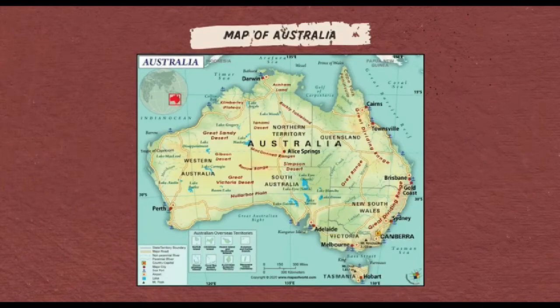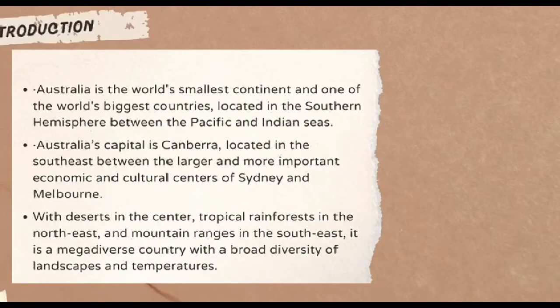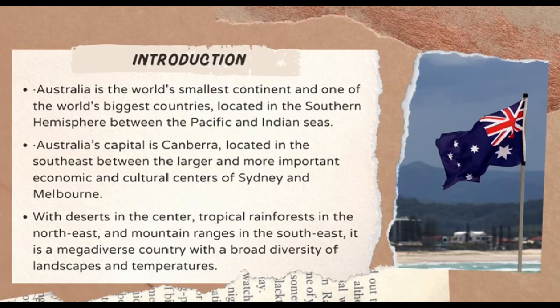Now, we will discuss the first continent, which is Australia. Australia is the world's smallest continent and one of the world's biggest countries, located in the southern hemisphere between the Pacific and Indian Seas. The name of Australia is derived from the Latin Terra Australis, which means southern land, a name for a mythical continent in the southern hemisphere that has been used since ancient times.